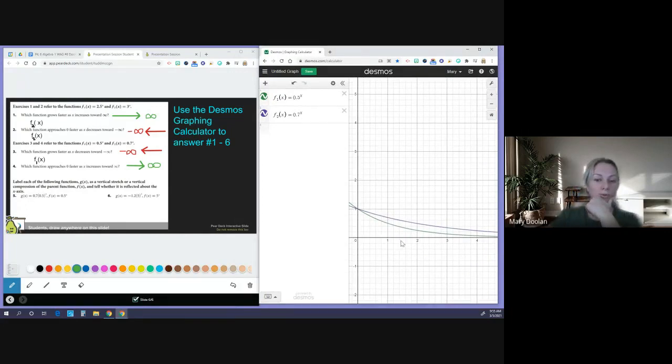As we move to the right, for any value of x I look at, if x is 1, which one's closer to 0? The green one. If x is 4, which one's closer to 0? The green one. The green one is my first one, f sub 1 of x.